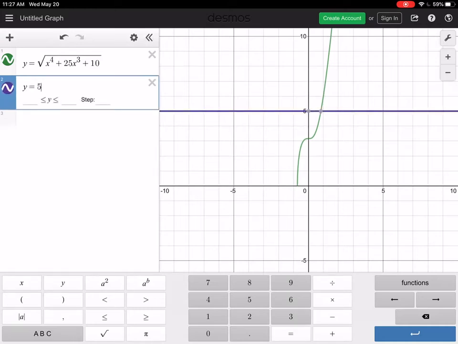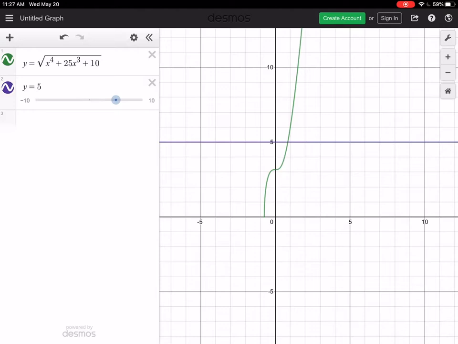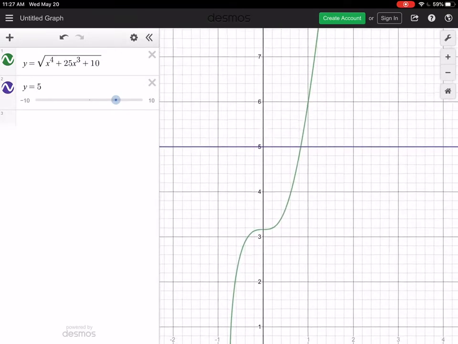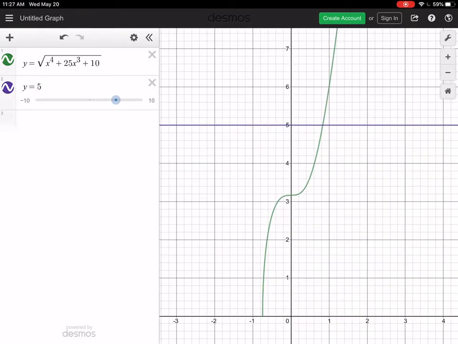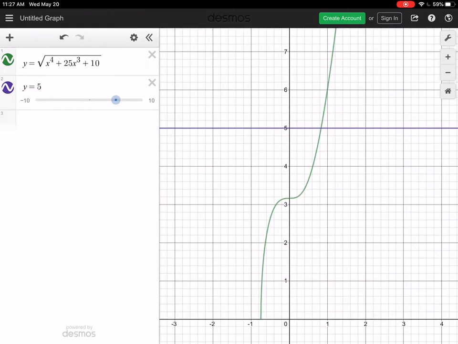So I can look right here, and I should be able to see between 0 and 1, if I zoom in really closely. Here's 0 to 1, and let me see if I can get that point to pop up. Yep, here's 0.834. That is between 0 and 1. So if I were to plug roughly 0.834 into the square root of x to the 4th plus 25x cubed plus 10, that would give me a y value of 5.